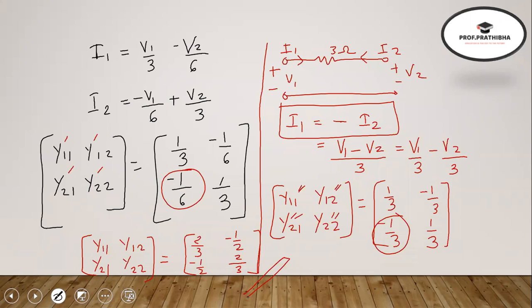So what is the condition? If you remember, it is y11 equal to y22 and y12 equal to y21. So if you equate both of them, that means this is both a reciprocal as well as a symmetrical network. So I hope this is understood. Any doubts here? Anyone who has any doubts in y parameters? Any doubts? Can I move forward?